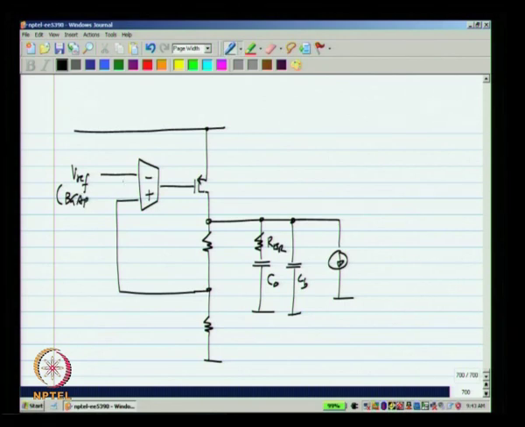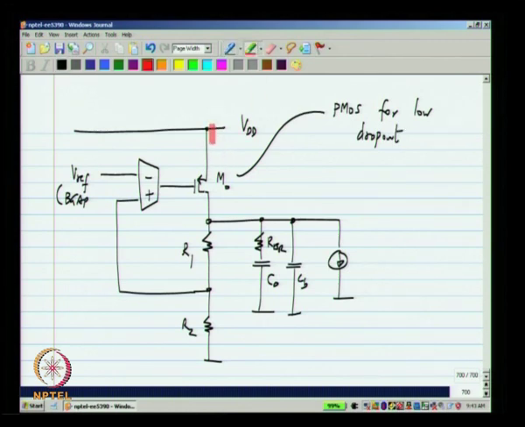This comes from a band gap. There are a number of ways of realizing this amplifier. We will look at a very simple example, and also this transistor M0 has to be a PMOS for low dropout. That is, if you want the dropout to be of the order of 100 or 200 millivolts, then this has to be a PMOS device. But if the dropout is allowed to be higher because of whatever constraints you have, large difference between VDD and Vout for instance, this can be an NMOS also.